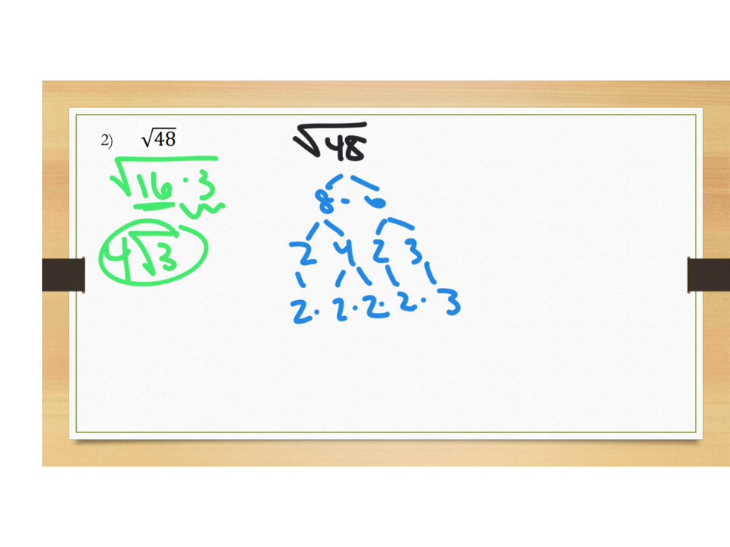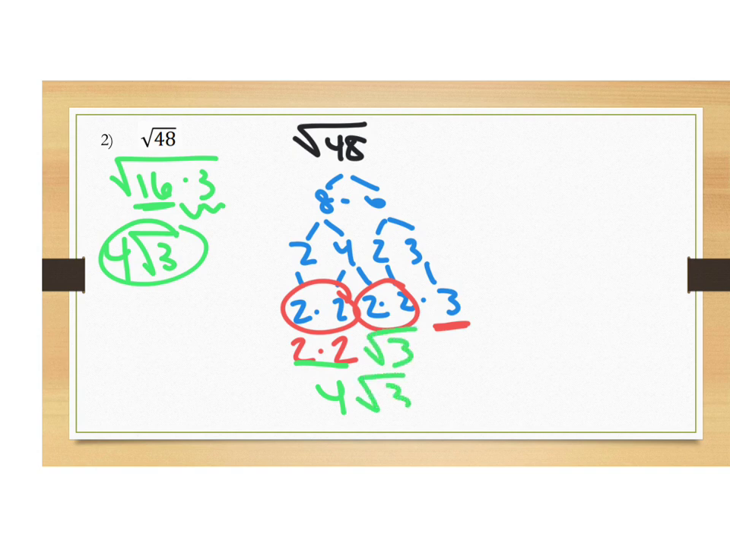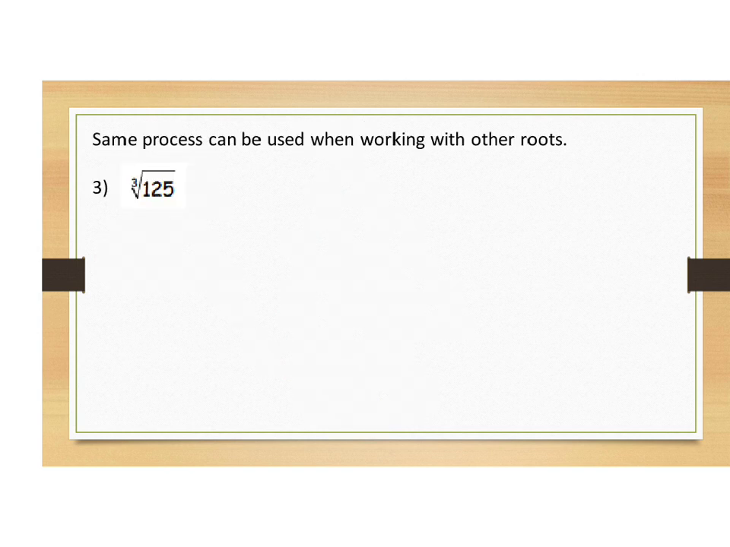So now we're looking for pairs of numbers. So I have a pair of 2's and I have another pair of 2's. So if I bring each of those 2's out, and then I have this 3 left over. Well, 2 times 2 is 4, and I have that square root 3 left over. Notice you get the same answer, so do whichever one's easiest for you. Now we can use that prime factorization method with other roots as well.